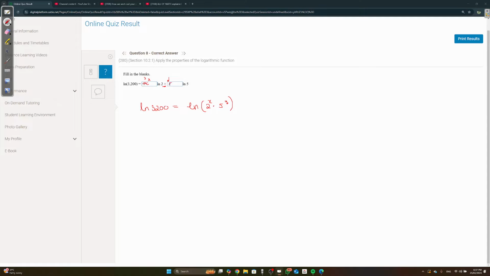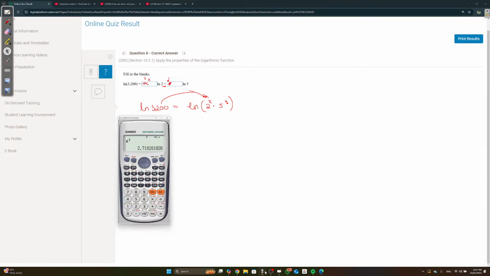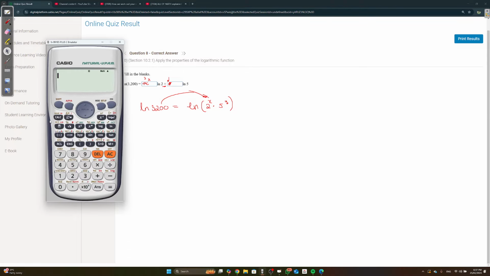We don't know what this is, we don't know what this is. So you need to write 3200 in terms of 2 and 5. Most calculators nowadays have the factorizing function. I don't know about your calculator, but this one does. Shift fact. And as you can see, 2 to the power 7 times 5 to the power of 2. So that means you can rewrite this as ln 2 to the power of 7 times 5 to the power of 2. And what does it mean when you have this times? That means you can separate it.